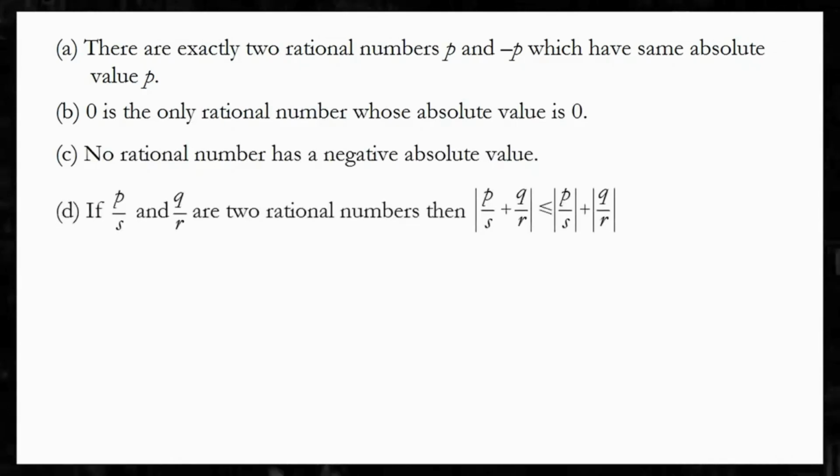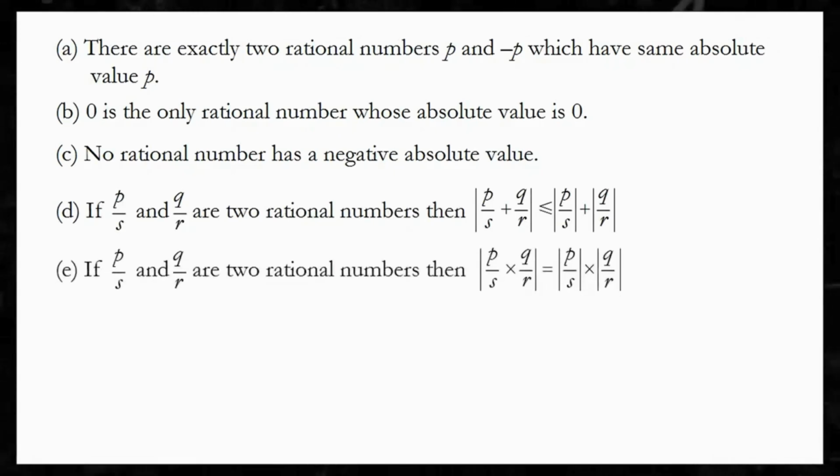D. If p/s and q/r are two rational numbers, then |p/s + q/r| is less than or equal to |p/s| + |q/r|. E. If p/s and q/r are two rational numbers, then |p/s × q/r| is equal to |p/s| × |q/r|.